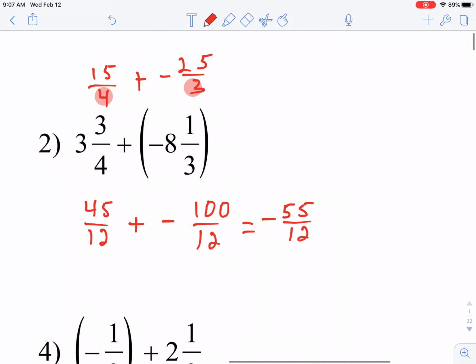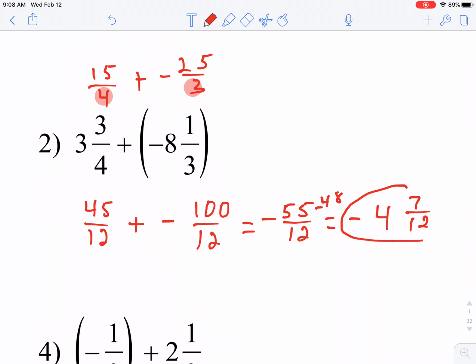We do want to reduce this back to a mixed number, so we know that it's going to be negative. 12 goes into 55 4 times, and that gives me 48. So I'm going to take 55 and subtract 48, which gives me 7. The 12 stays the same. And so I have negative 4 and 7 twelfths. You need to check to make sure that 7 twelfths reduces. If it does not, then that's your answer. In this case, it does not reduce, so your answer is negative 4 and 7/12.